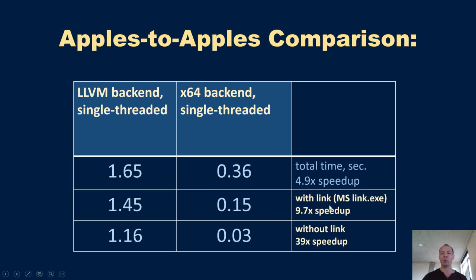You know, the reason we list without link is because we plan eventually to not have to link, at least on our backend. LLVM probably always has to go through a linker, but we will not have to go through a linker eventually. So this 0.03 seconds will not be far off from how long it takes to actually compile the whole program, or the whole backend. Right, this is not counting the front end, which again was about 0.18 seconds.